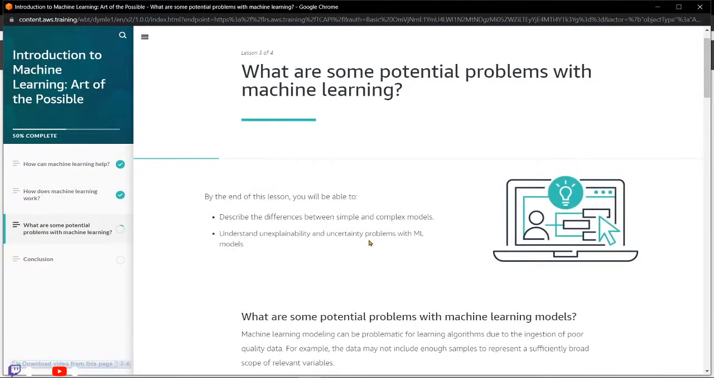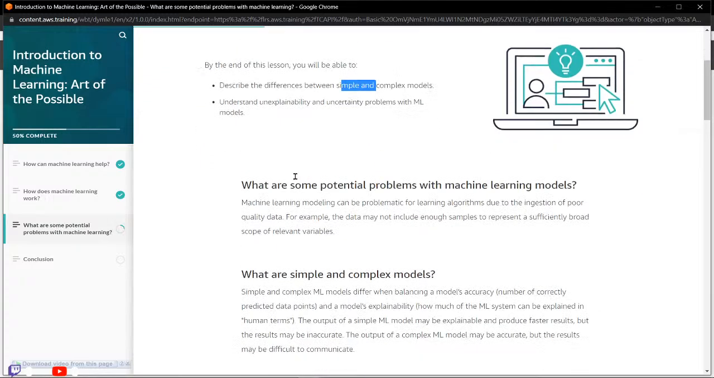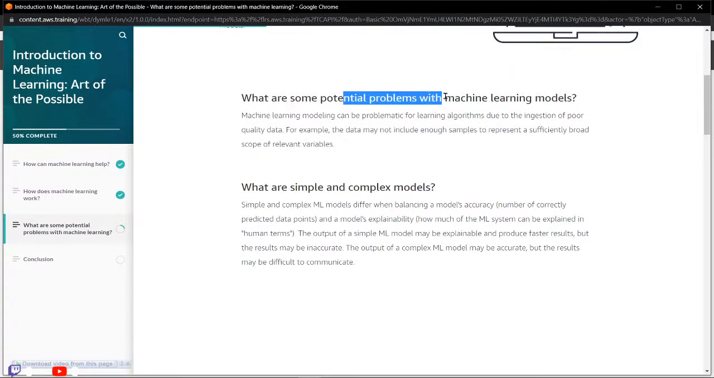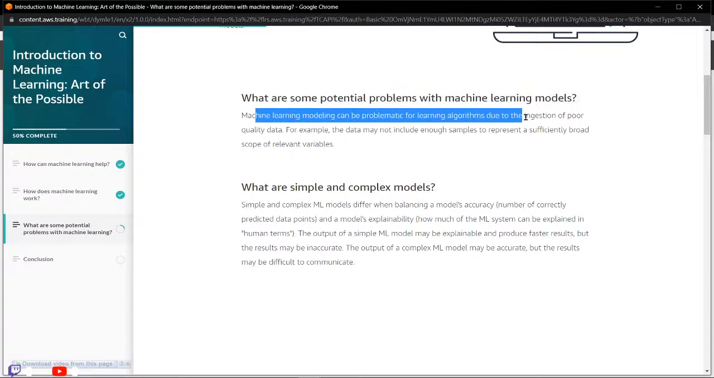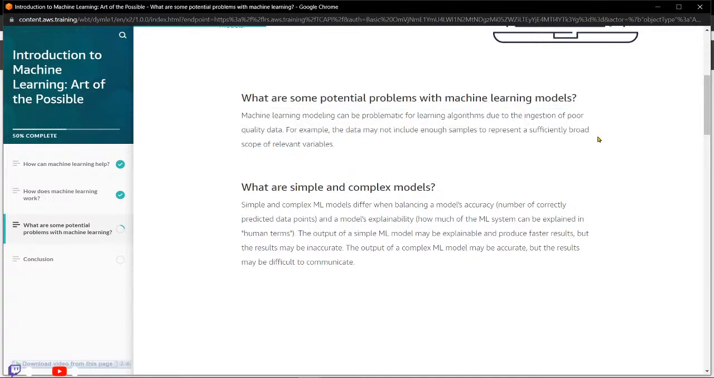What are the potential problems with machine learning? By the end of this lesson, we will be able to describe the difference between simple and complex models, and understand the explainability and uncertainty problems with machine learning. Machine learning models can be problematic for learning algorithms due to ingestion of poor quality data.